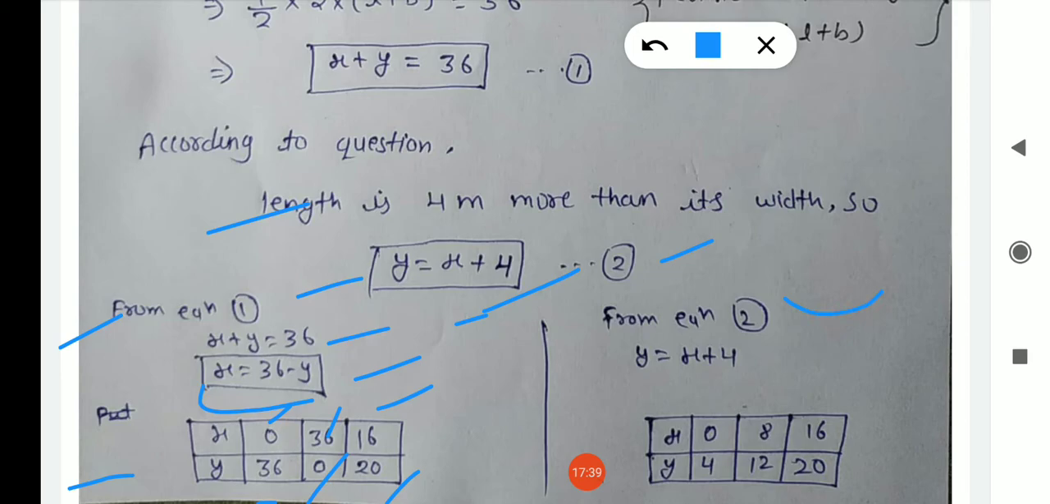Now from equation second is what? y equal x plus 4. Here we put value of x, so we get value of y. So we put x equal 0, so 0 plus 4 we get 4. If we put x equal 8, so 8 plus 4 equal 12, so we get y equal 12. If we put x equal 16, so 16 plus 4 we get y equal 20.